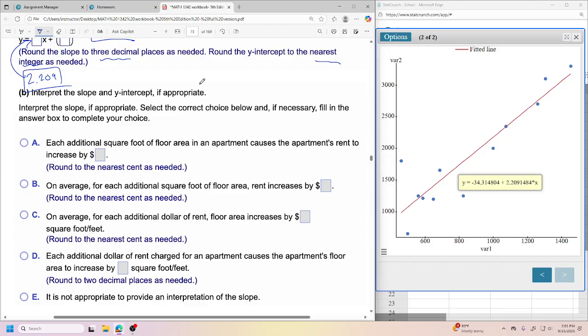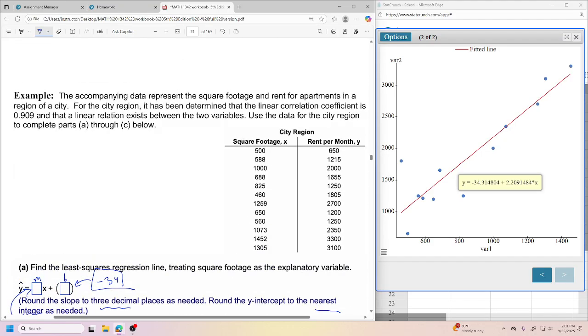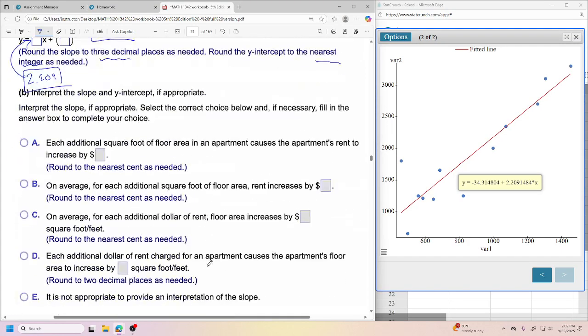Remember that we're going from X to Y. X was square footage. Y is rent. So the more square footage, the more rent. I think that's kind of what they're saying here. Okay, the more square feet, the more rent.